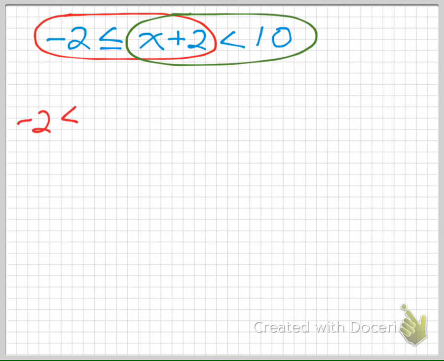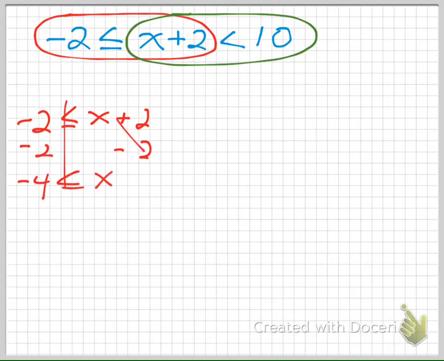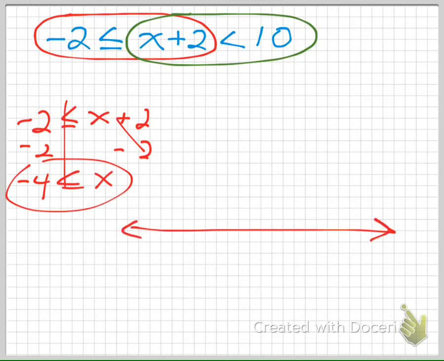It says negative 2 is less than or equal to x plus 2. What do I do here? I would go minus 2, minus 2. X is greater than or equal to negative 4. Agreed? So then, negative 4, 0. It's greater than or equal to negative 4.